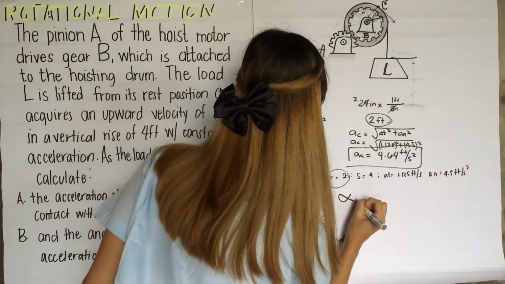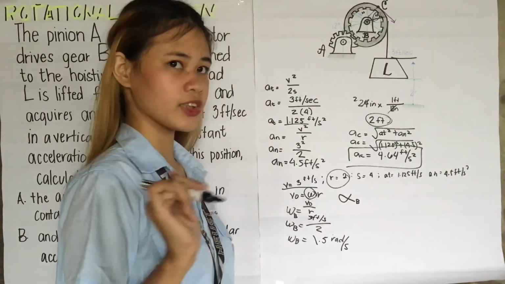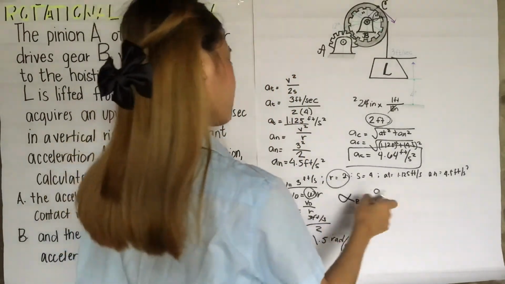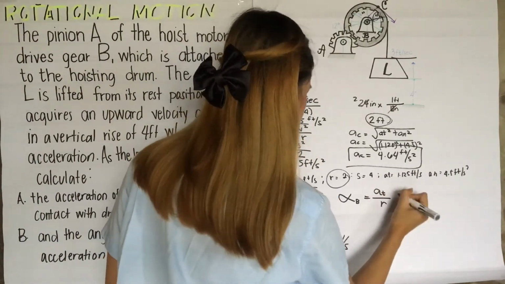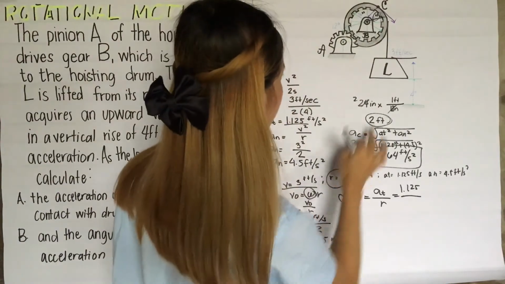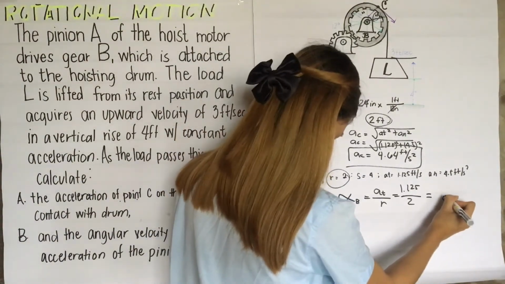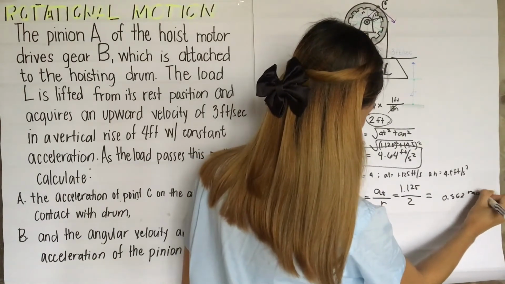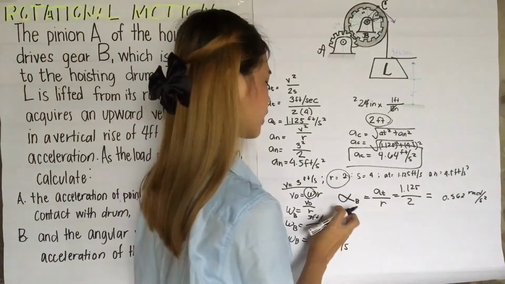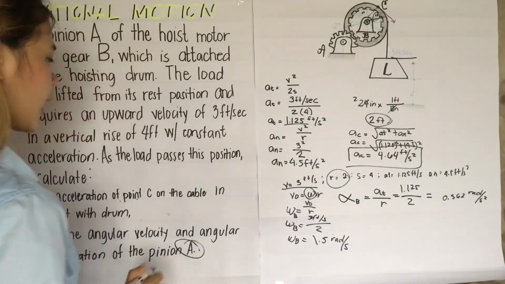For the angular acceleration at point B, they also have a contact point, which means there is a tangential acceleration. So, the formula for angular acceleration at point B is A_T all over the radius. The value of A tangential is 1.125 all over the radius of 2. So, the angular acceleration is 0.562 rad per second squared. But that is not yet what we are looking for, because we want it at pinion A. That is only at pinion B. So now, let us find the values at pinion A.